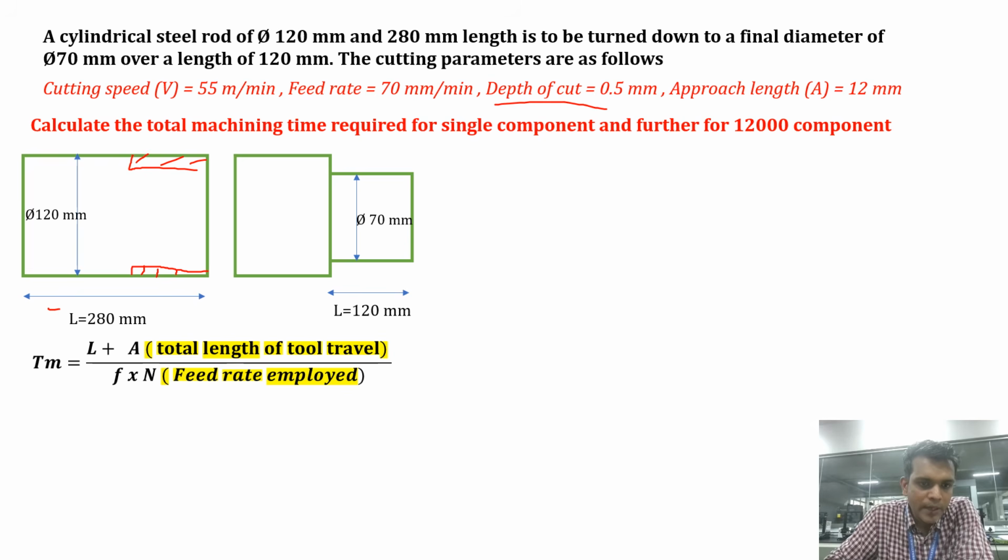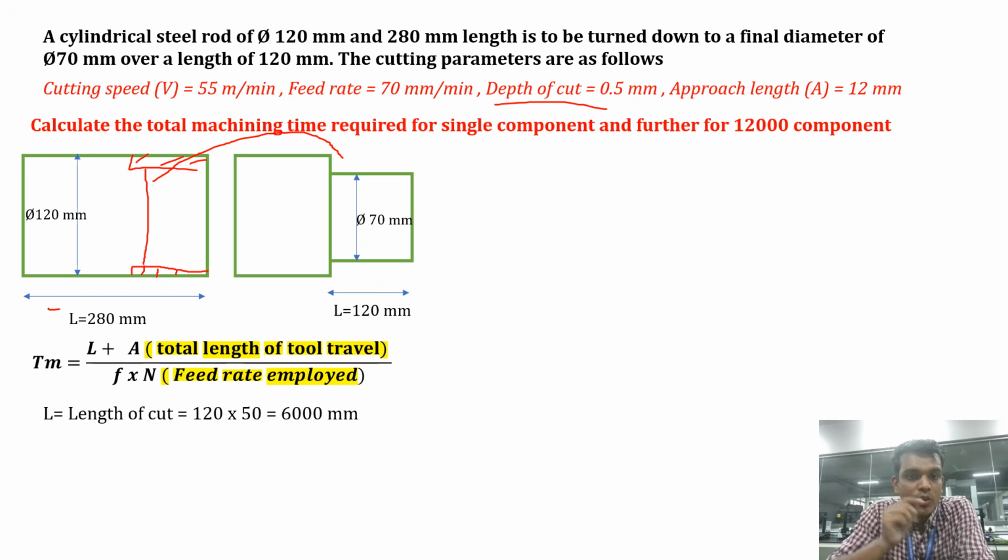So now the remaining diameter is 119. Likewise, I have to convert from 119 to 70. How many cuts do I have to take? In one cut, 1 mm of diameter is reduced, and a total of 50 mm diameter is to be reduced. So I have to take a total of 50 cuts. What is the length of one cut? 120 mm. So we simply multiply the 120 mm length of cut by the number of cuts, and that is 6000 mm, the tool travel length.